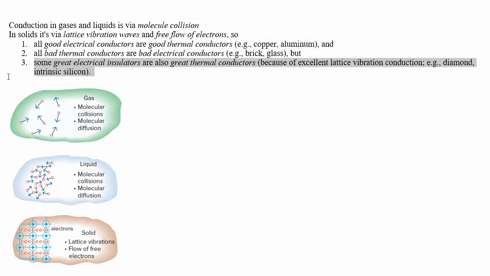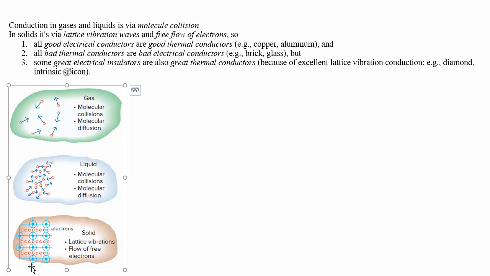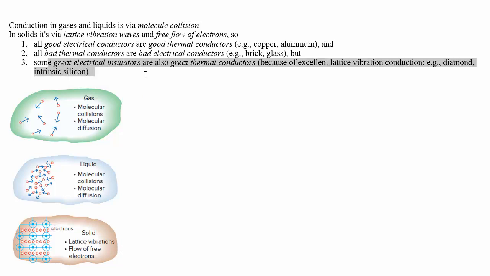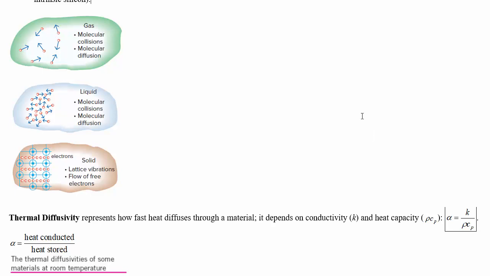But some really great electrical insulators, like diamond, are also really great thermal conductors, because even though electron motion is inhibited in those, mostly because there aren't any electrons that can conduct electricity, the thermal oscillations, the lattice vibrations, are so efficient in those materials that they end up being fantastic thermal conductors.